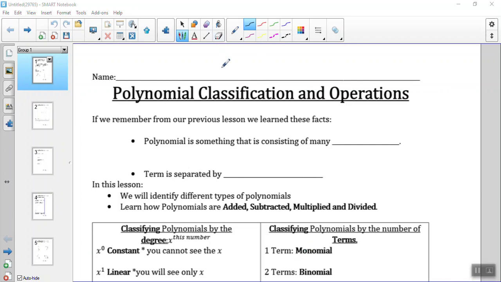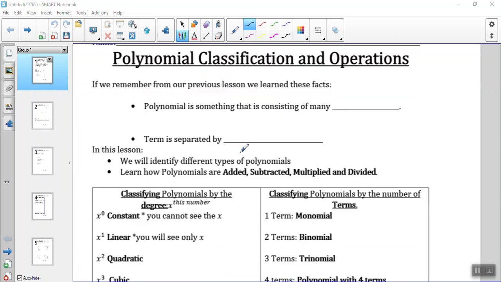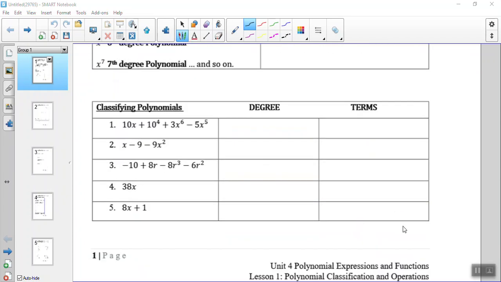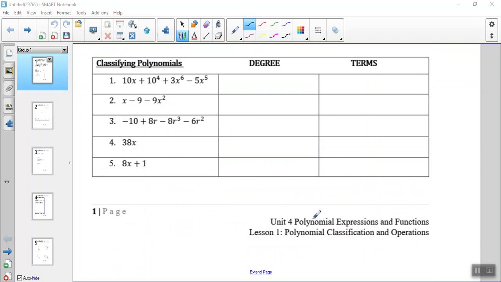Alright guys, so this is Unit 4, Lesson 1. Unit 4 is called, it's down here at the bottom of your page, Polynomial Expressions and Functions. And in Lesson 1, I'm going to teach you how to classify polynomials. All that really means is how to name polynomials, and operations.